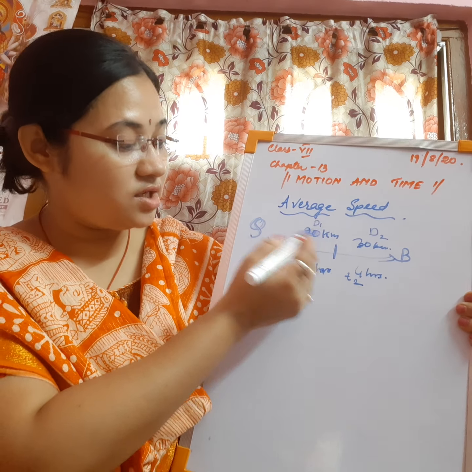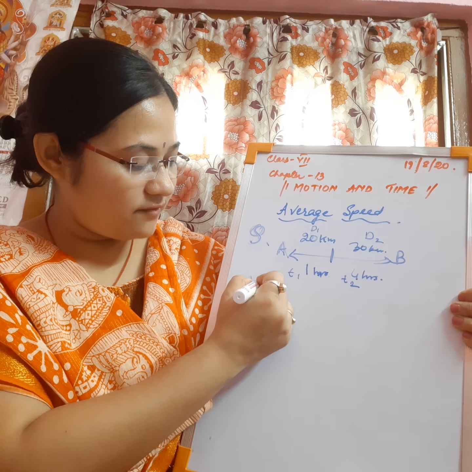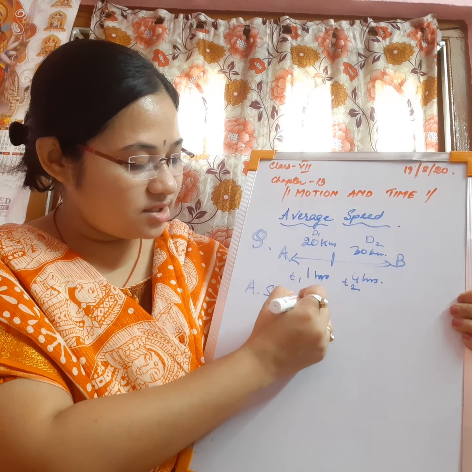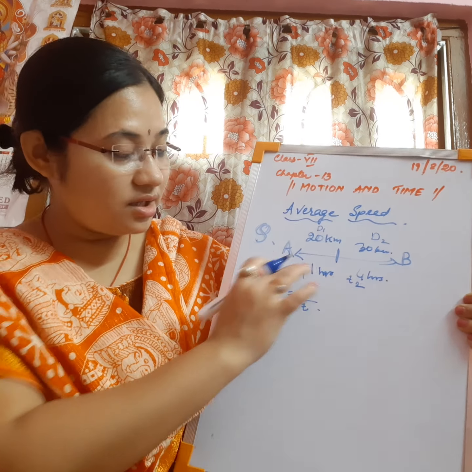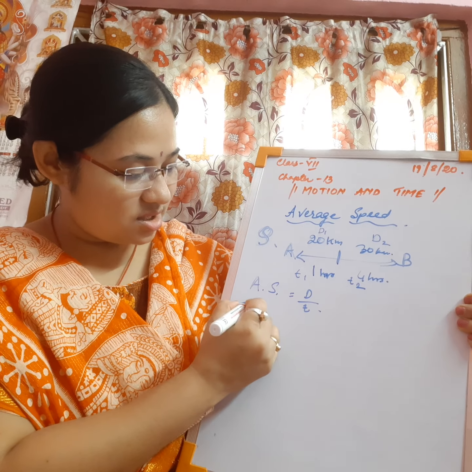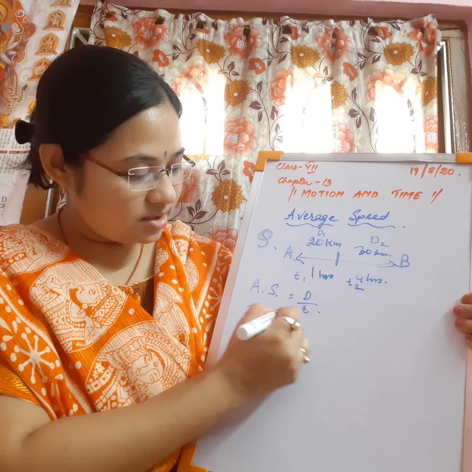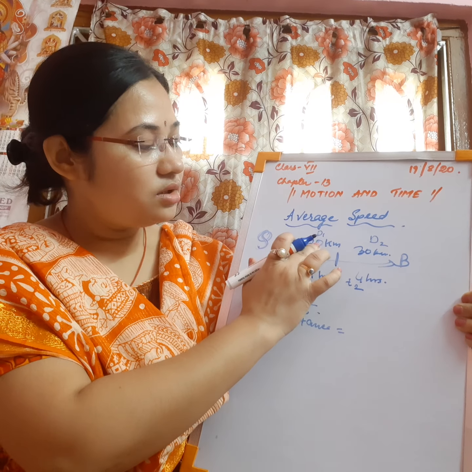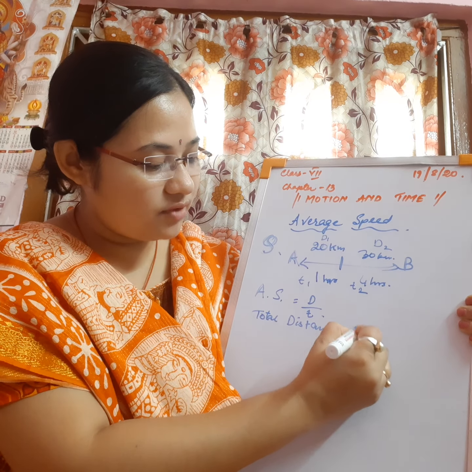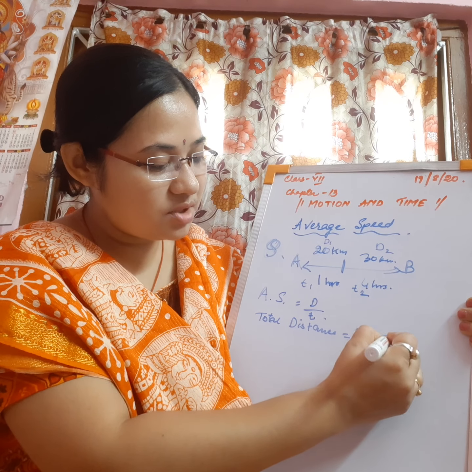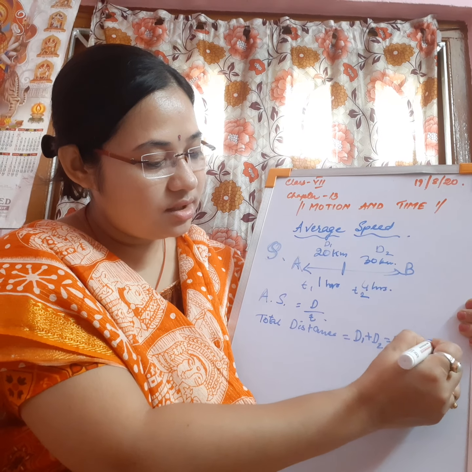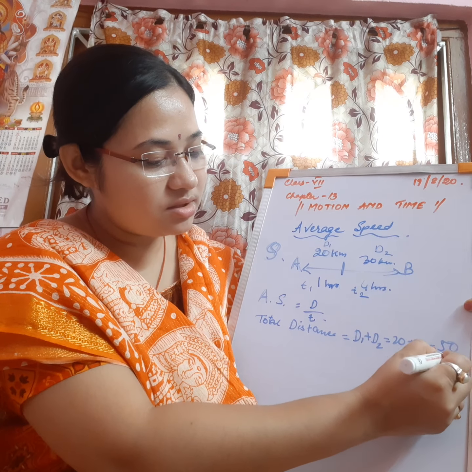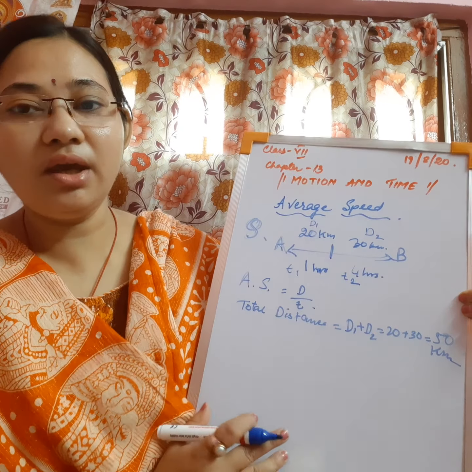Now what is the average speed? Again, for finding average speed we need total distance by total time. Let us calculate total distance first. See, it is very easy. Total distance is equal to D1 plus D2, that means 20 plus 30, that means 50 kilometers. Total distance is 50 kilometers.